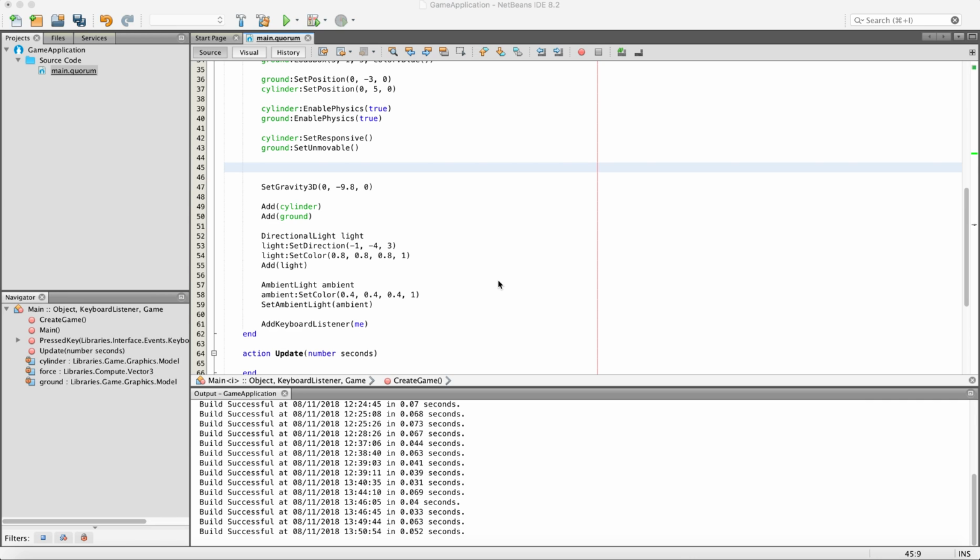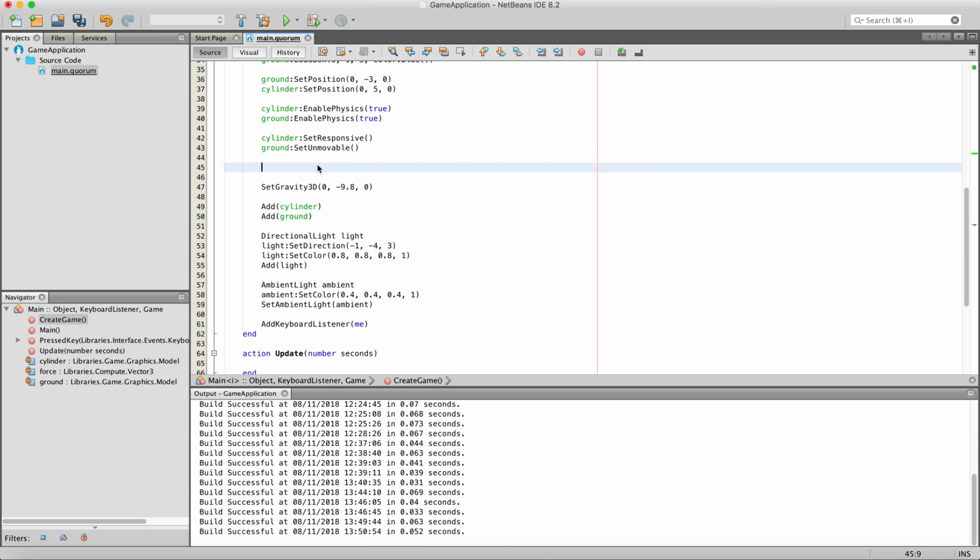So with that being said, let's go ahead and actually see how we set the mass for these three-dimensional objects. Well, it's actually very easy, the same way that we would in 2D. So let's go ahead and go underneath our enable physics flags and underneath our responsive action calls.